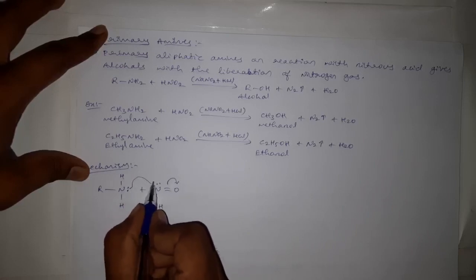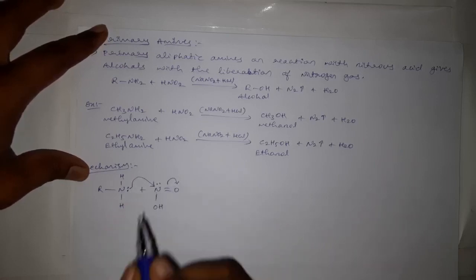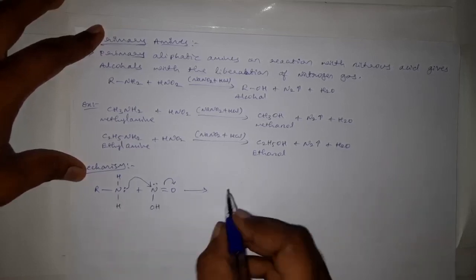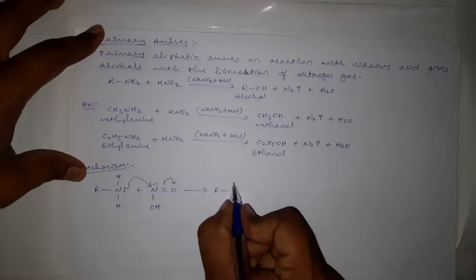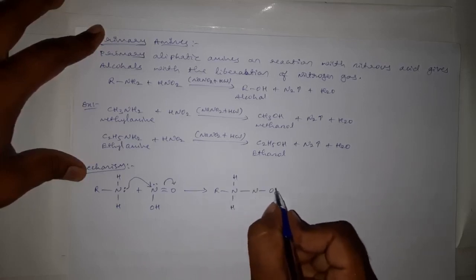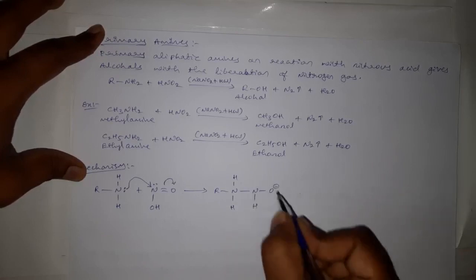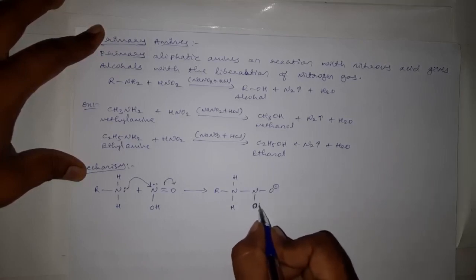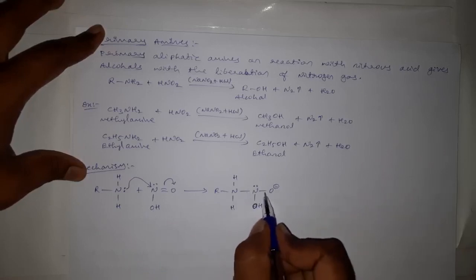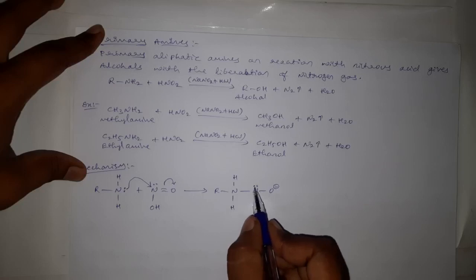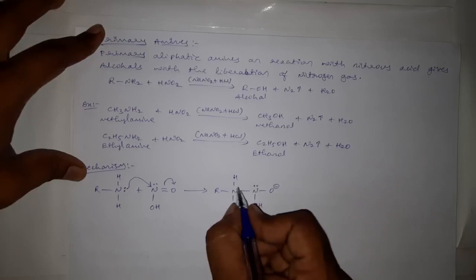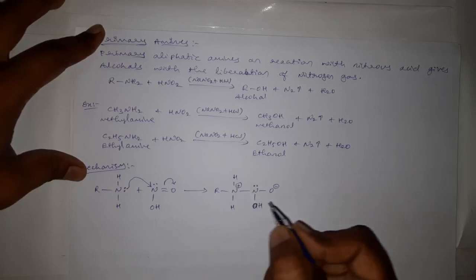Therefore these lone pairs of electrons will now move towards this nitrogen, and hence there will be formation of a bond between nitrogen and nitrogen, giving RNH2 N O, and the OH. Here this nitrogen now has 3 bonds and a lone pair of electrons, and this nitrogen has 4 bonds by the loss of a lone pair of electrons, therefore it will get a positive charge.